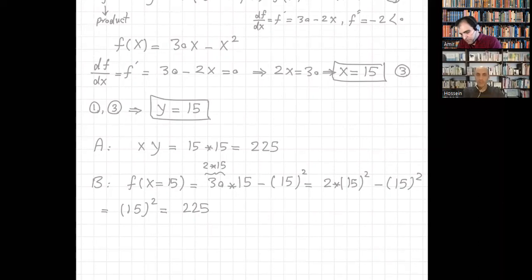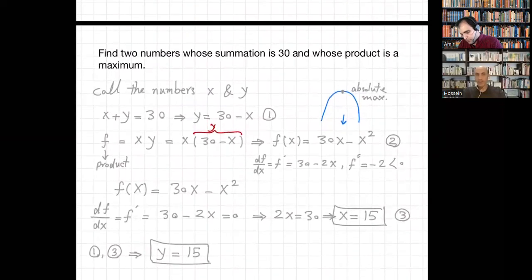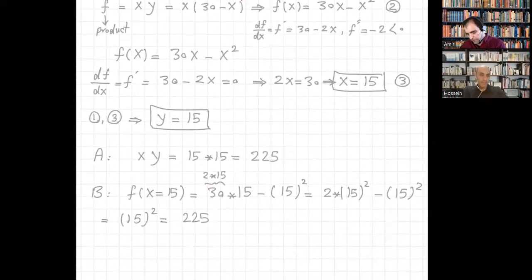So this value is the answer to the question. If, for example, you choose instead of 15 and 15, I don't know, 14 and 16, let me see. 14 and 16, if you multiply, it's going to be 224, less than the number that you got. The goal in this problem was to find the numbers in such a way that the product becomes maximum.